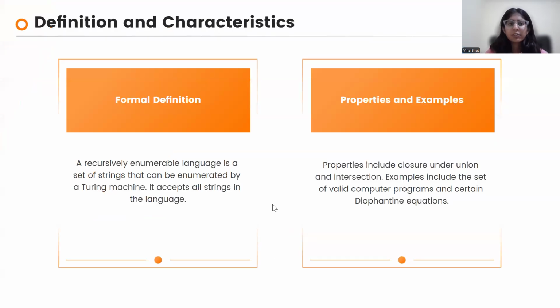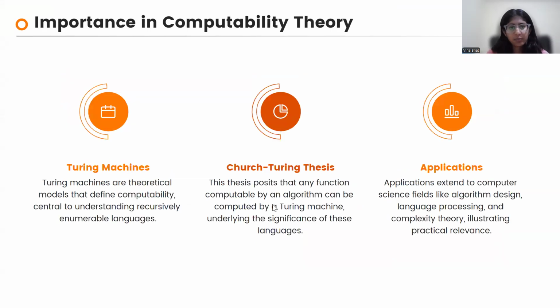The formal definition of a recursively enumerable language is that it's a set of strings that can be enumerated by a Turing machine. It accepts all strings in the language. So this is the formal definition. A few of its properties and an example are given here. The properties include closure under union and intersection. Examples include the set of valid computer programs, Diophantine equations, etc.